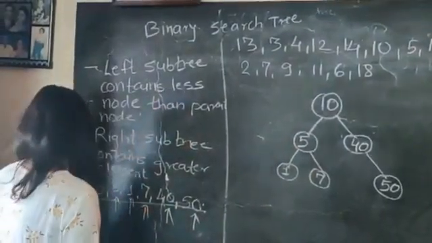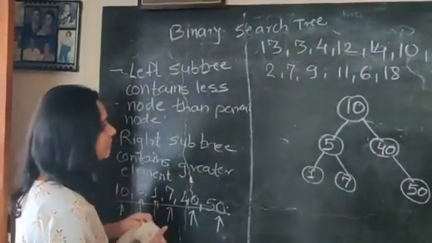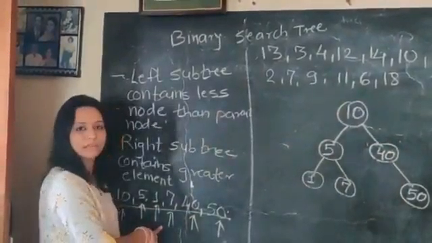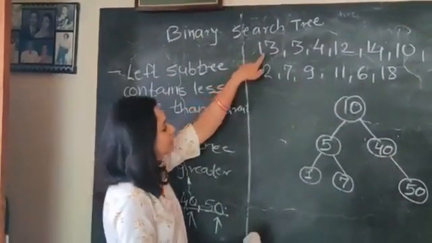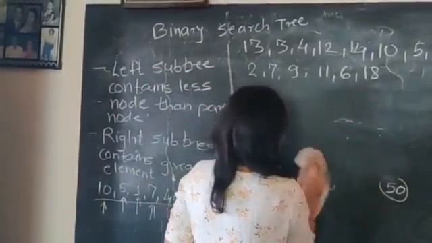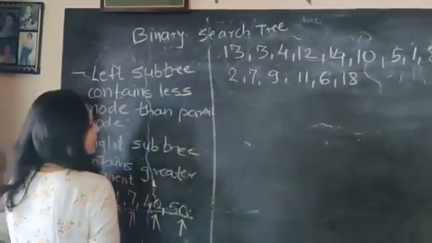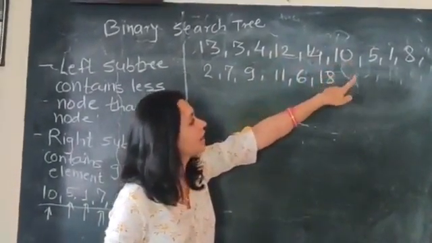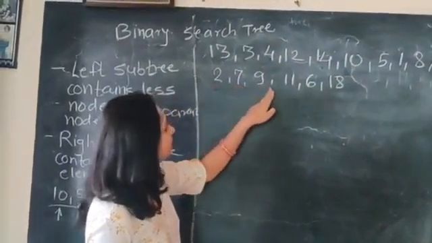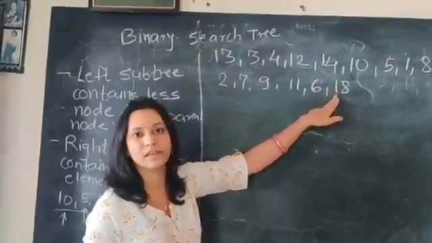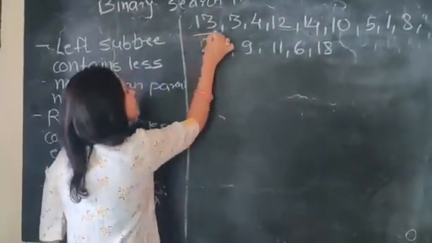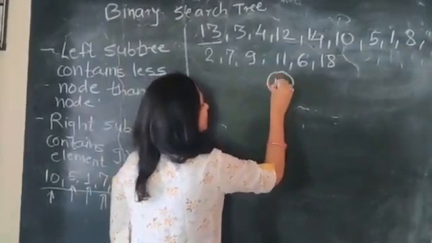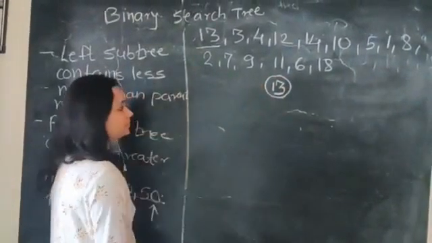So this was the first example. We will see one more example. This is the binary search tree of this particular given example. Now we will see the binary search tree construction for a larger example, that is 13, 3, 4, 12, 14, 10, 5, 1, 8, 2, 7, 9, 11, 6, 18. As I said, the first node is the root node. So we will start constructing the tree with the root node 13.